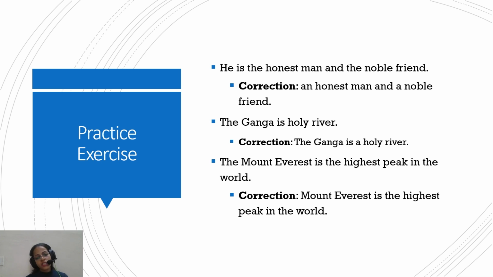The Mount Everest is the highest peak in the world. So we do not use articles before a proper noun, and Mount Everest is a peak and not a range of mountains. We discussed this. So Mount Everest is the highest peak in the world.